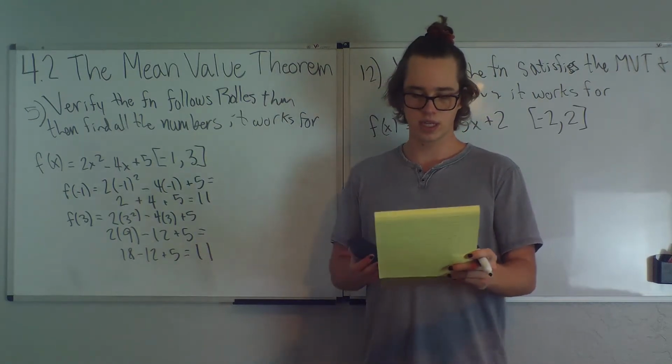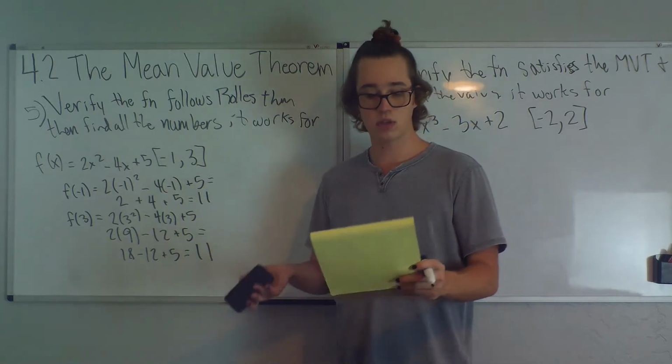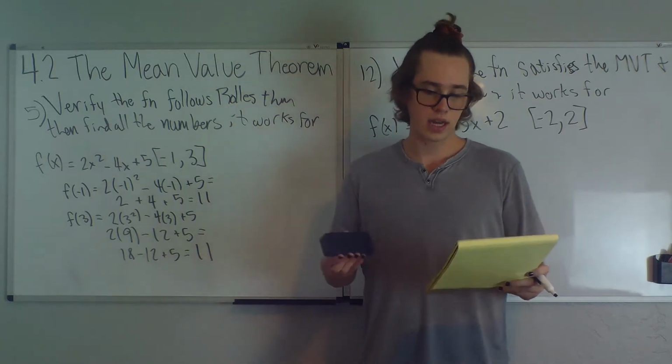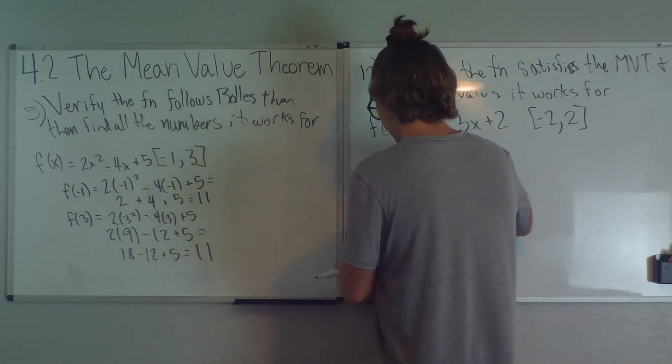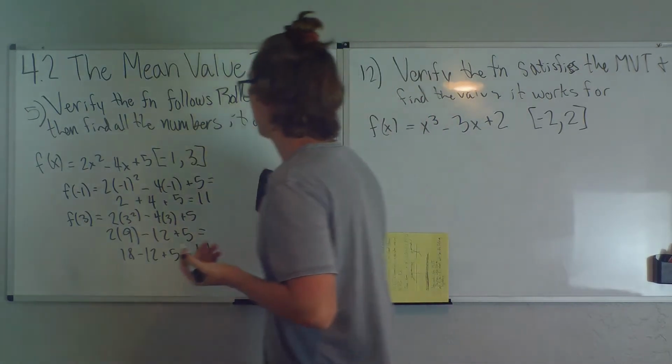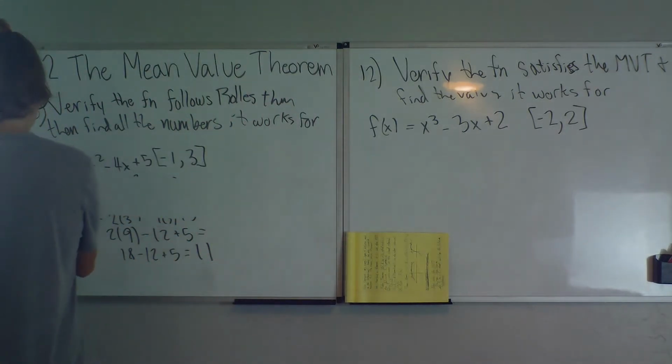So we verified that it works for all three things, and now the outcome of Rolle's theorem states that there exists a number c in a to b such that f prime of c equals 0. So we just need to find our critical value. All right, let's do it. So we have the function.